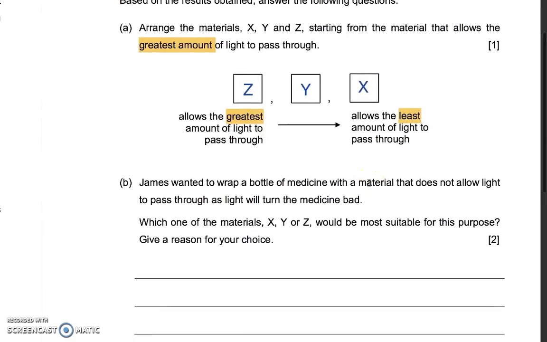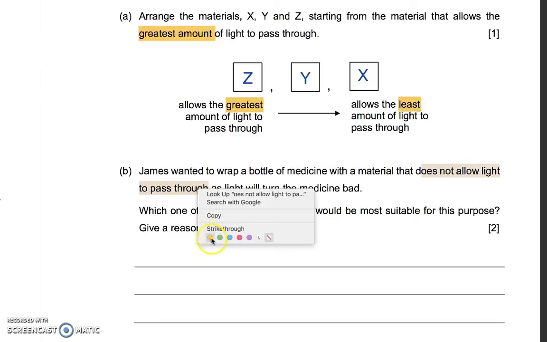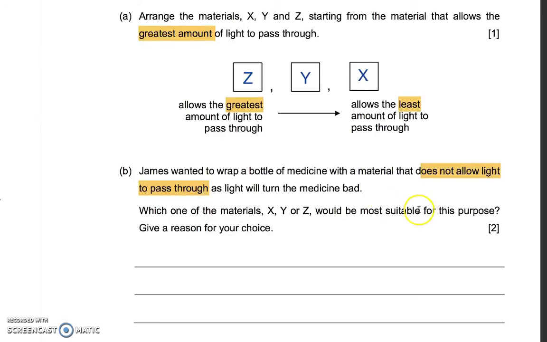Alright, so this is how it should be. Next, James wanted to wrap a bottle of medicine with a material that does not allow light to pass through. Okay, and the reason is because light is going to make the medicine turn bad. So we're looking for object material that does not allow light to pass through. And looking at your sentences here, the one that does not allow light to pass through is actually X.